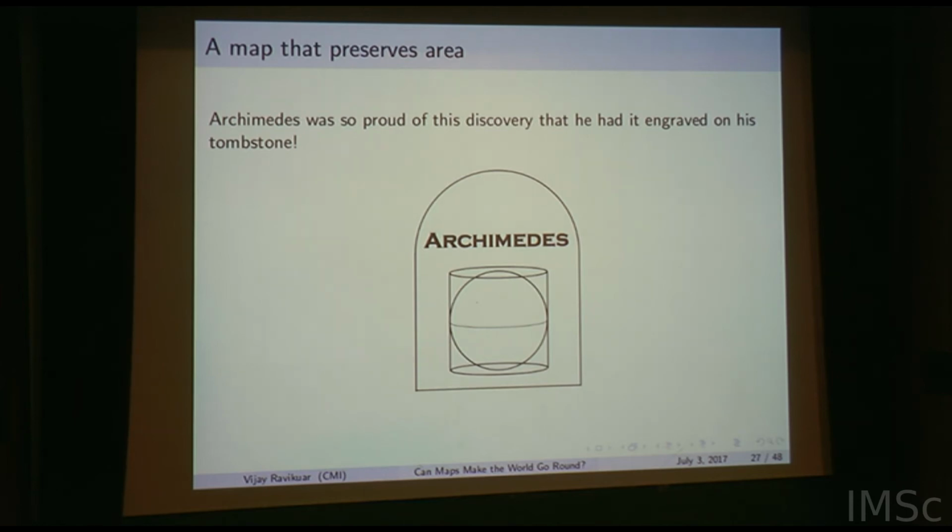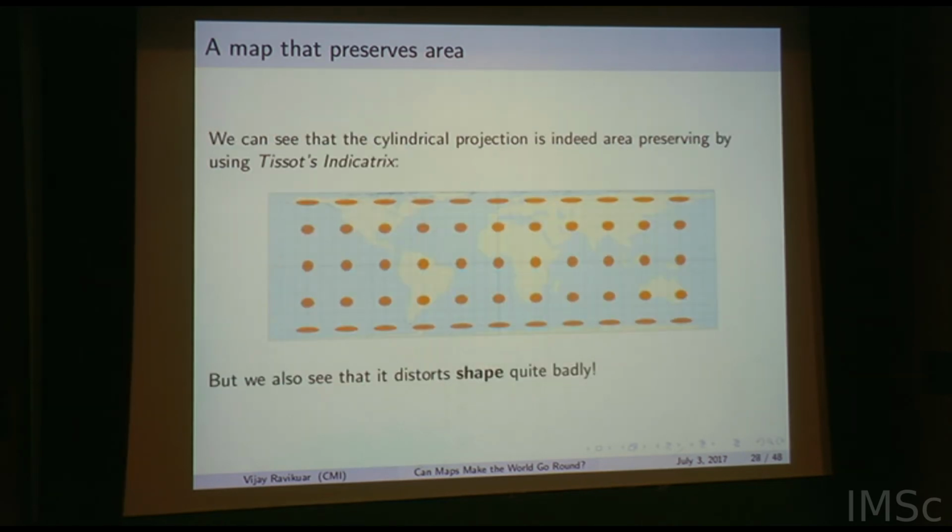Archimedes was so proud of the discovery that he actually had it engraved on his tombstone. It was, in his mind, his crowning achievement in life. He also proved not only that the surface areas are the same, but that the volumes are the same. But all of that together was his major point of pride.